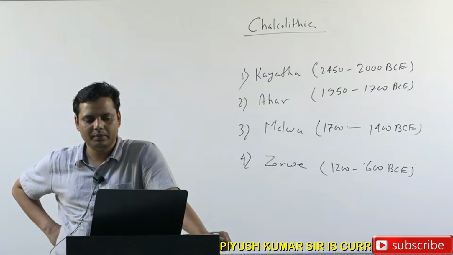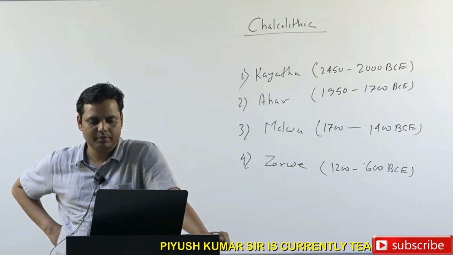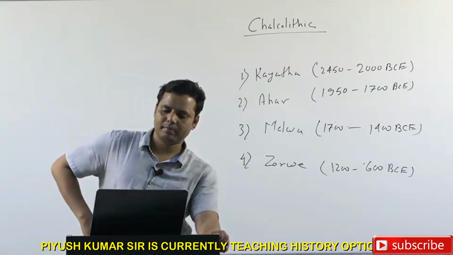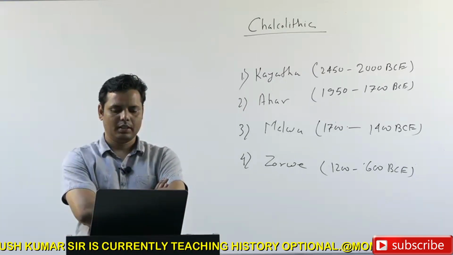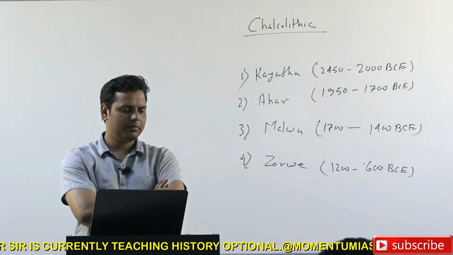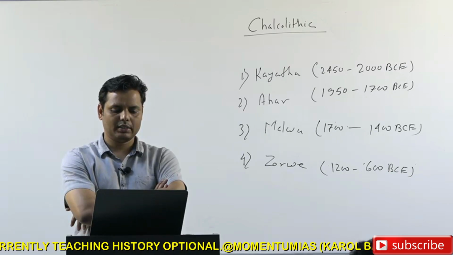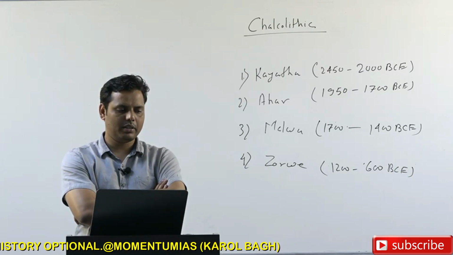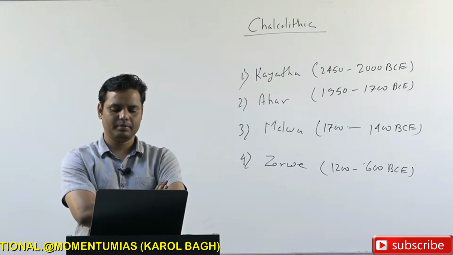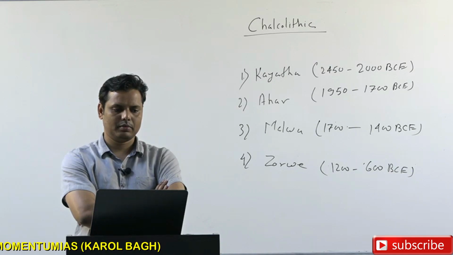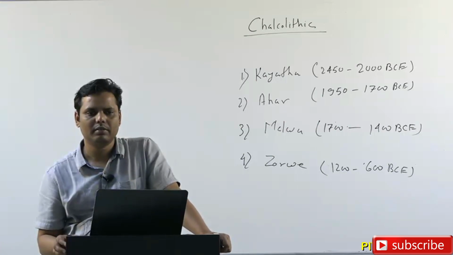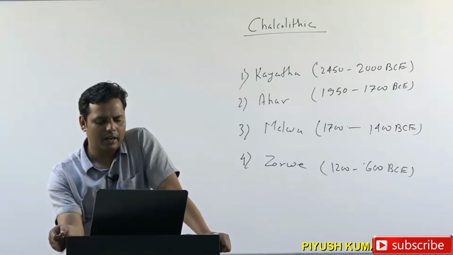A mixed economy was practiced, as seen from evidence of subsistence farming, stock raising (animal husbandry), and hunting and fishing.